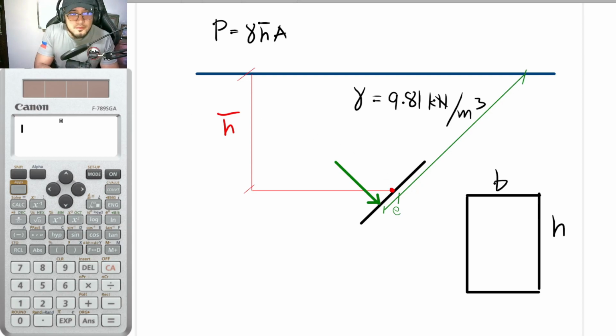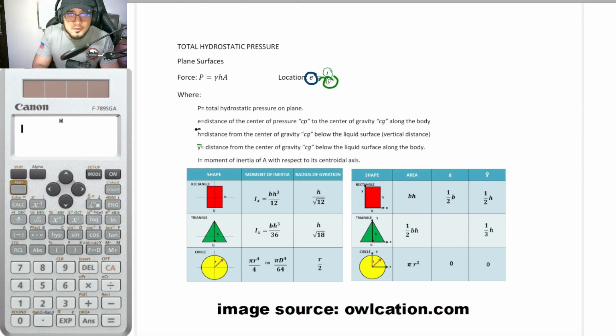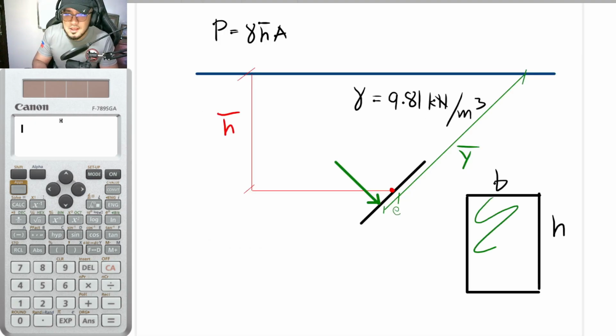So this particular value, from this point up until the top portion of our fluid, that is now our bar Y. So this is now our bar Y. So that is for bar Y, and as for A, same old. This is still the area.